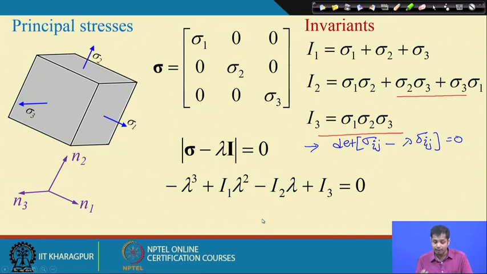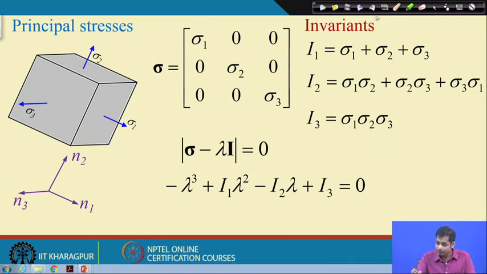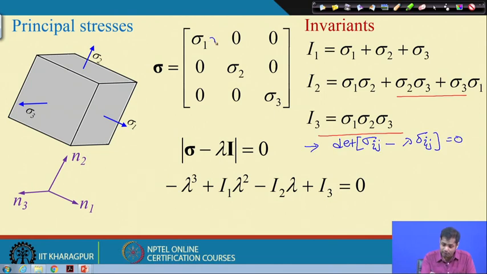You have 3 roots, lambda 1, lambda 2, lambda 3, and these 3 roots are essentially your 3 principal values. The eigenvalues give you the principal stresses. Similarly, you can have the eigenvectors associated with each eigenvalue. Eigenvectors are essentially the corresponding n1, n2, n3. So, this we already know. This equation is called the characteristic equation.